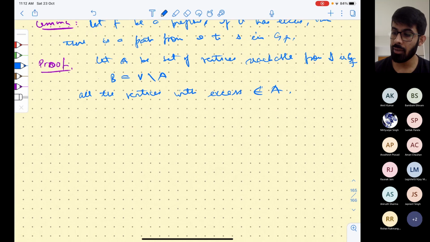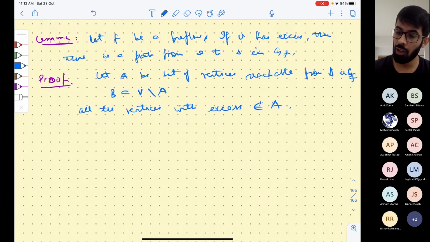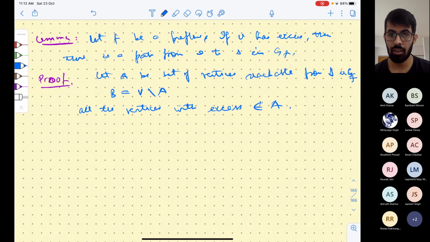Is that clear, the proof strategy? So first we'll show this, and then from this, actually, the bound for a relabel will follow. We'll see how. But the lemma statement is clear: if there is a preflow excess at some vertex V, then there is a path from V to S, right? So all the vertices with excess belong to A. That is what we want to show.